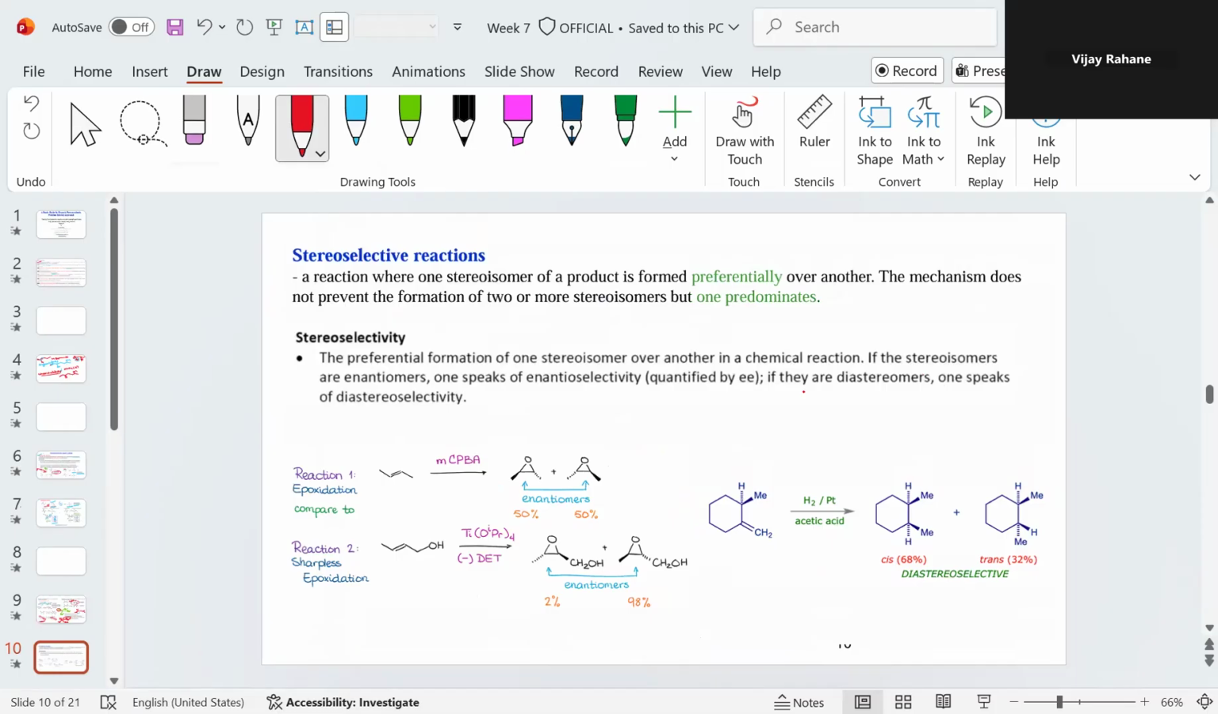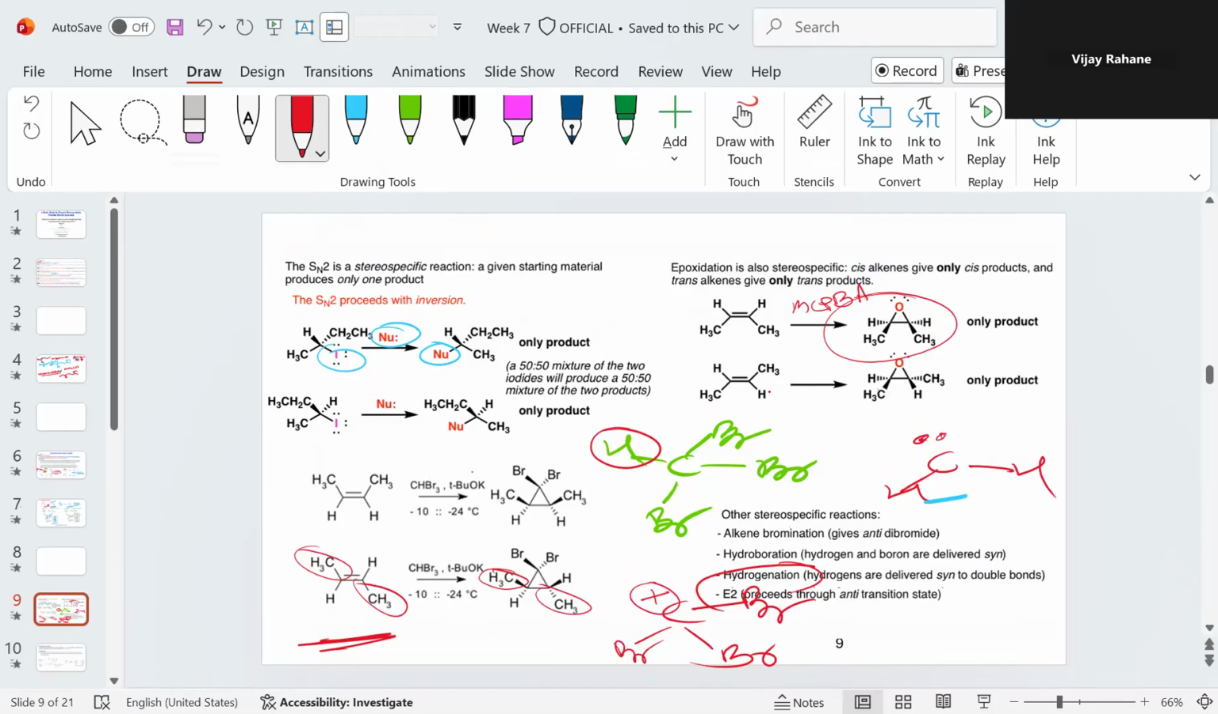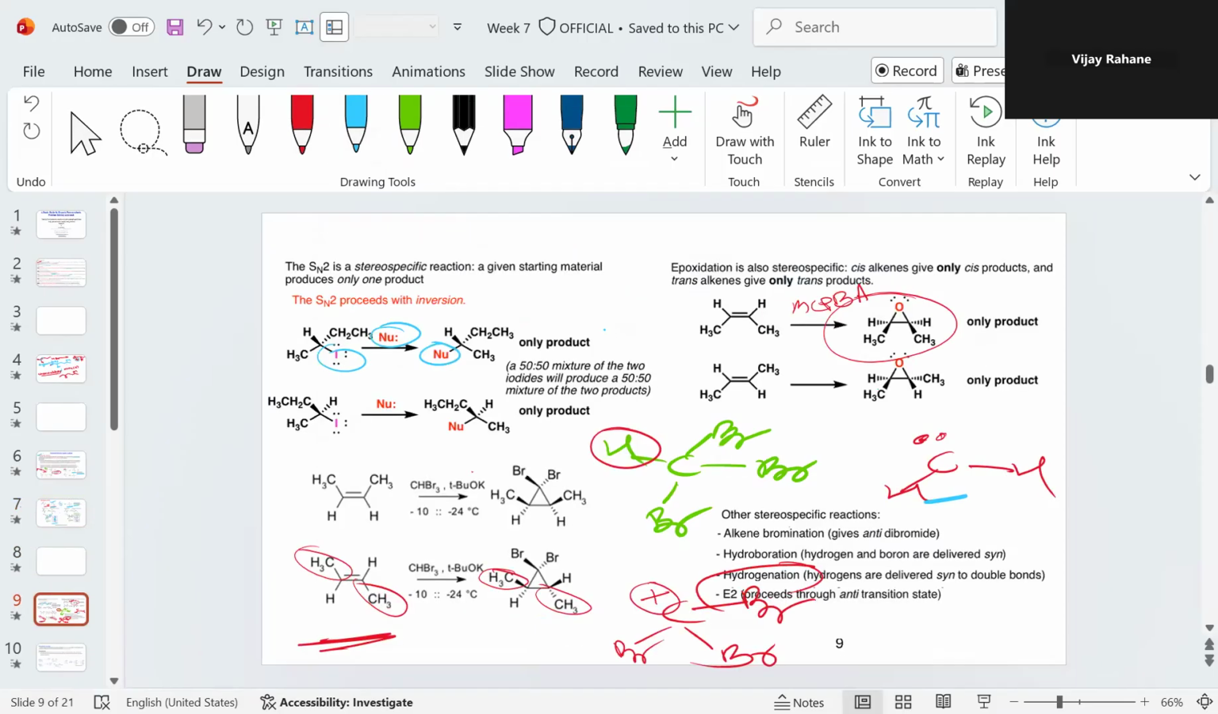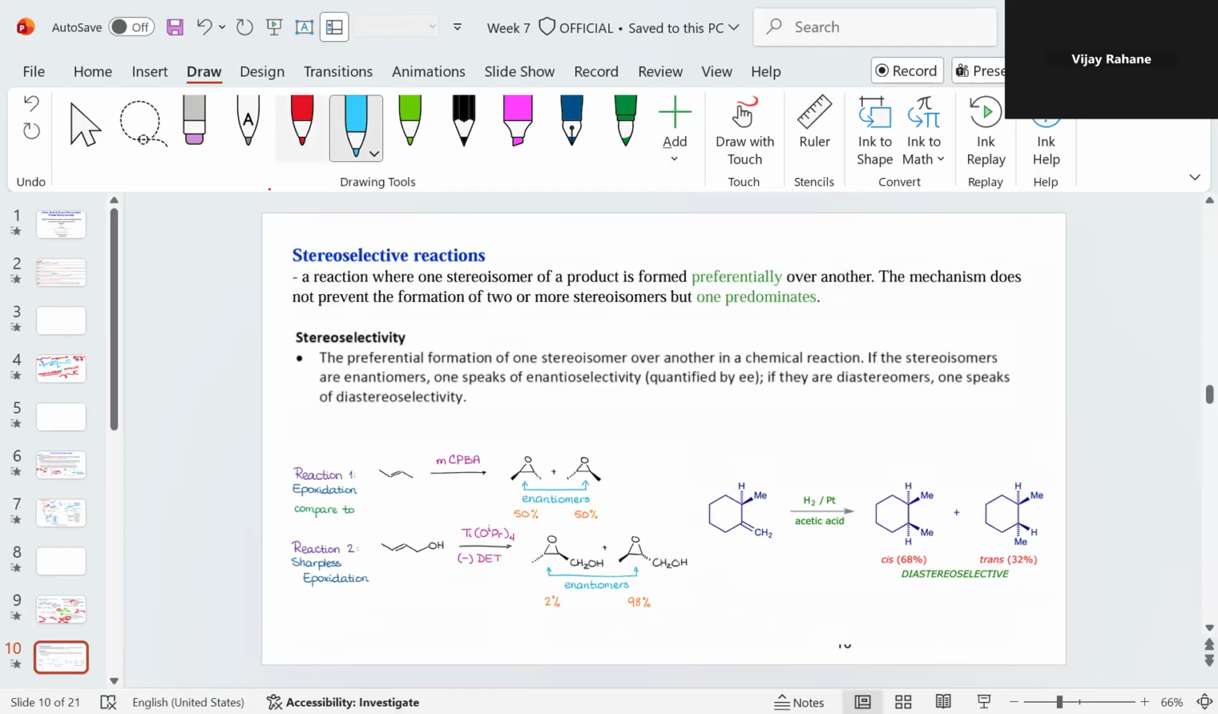Now let's move to the stereoselective reaction. Do you guys have any doubt up to here in the stereospecific reaction? I can elaborate more if you have any doubt, or I will directly move to the further point, the stereoselective reaction.